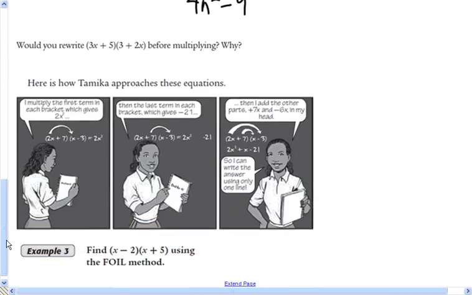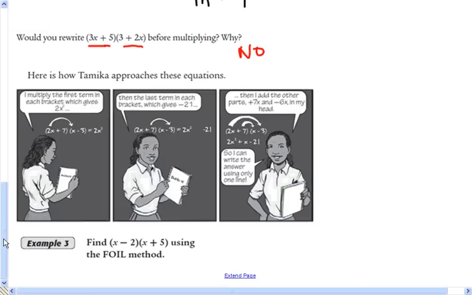All right. Now, Tamika, she approaches these equations a little bit different. And I've heard some of you say this in class. It's called the FOIL method, and I'll demonstrate what that is. By the way, on this problem back here, it asks, would you rewrite before multiplying? And I would say no, you don't really need to. You just need to make sure you multiply each of the items in the first binomial by each of the items in the second. And then you just combine like terms, so you really don't need to do that.